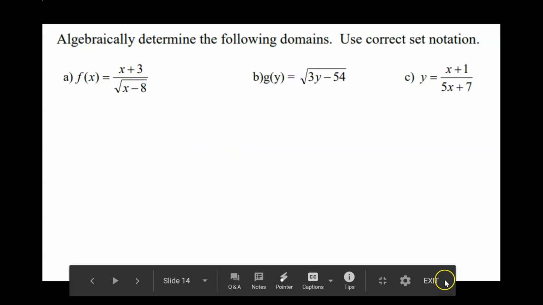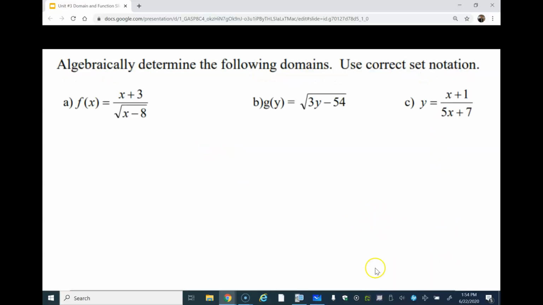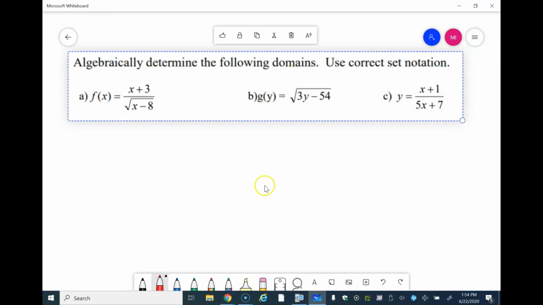So here are 3 examples that I'm going to actually work out for you. And we need to figure out the domain for each one of these.